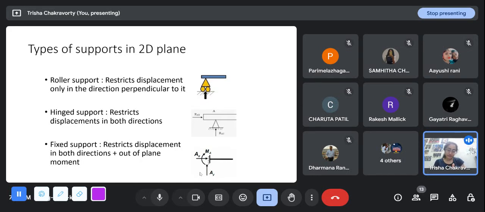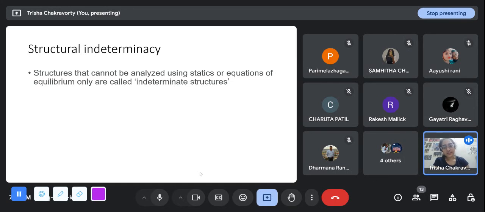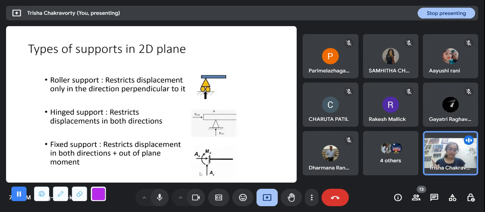So we already have the three basic equations in the 2D plane. Now suppose there is a structure that cannot be analyzed using statics or equations of equilibrium. That means there are more unknowns than there are equations. Suppose there is a beam with two hinge supports. At each hinge support, I have two unknowns, the x direction and y direction force. So there are four unknowns, but there will be only three equations because it is in the 2D plane. So that is a 1 degree indeterminate structure. If you have two fixed supports on the two ends, then there are six unknowns and three equations. So it is a 3 degree indeterminate system.